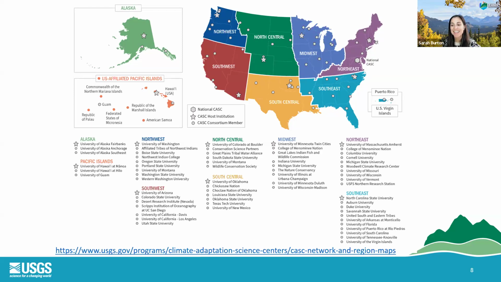if you're interested. This map is available online on the USGS website, and I provided the link here in the slide. So if you are interested in partnering with a university or one of these entities, maybe you already know somebody in that space, maybe you don't, but this is a great way to get involved and contribute to the science that we're producing.